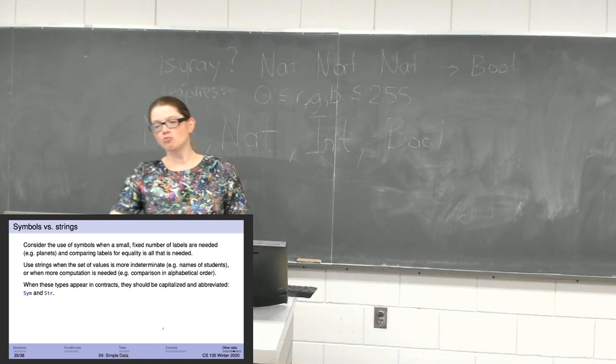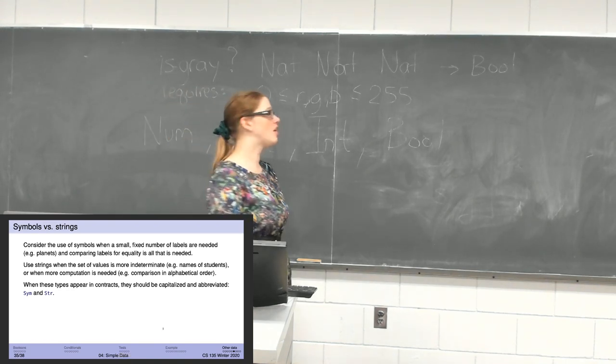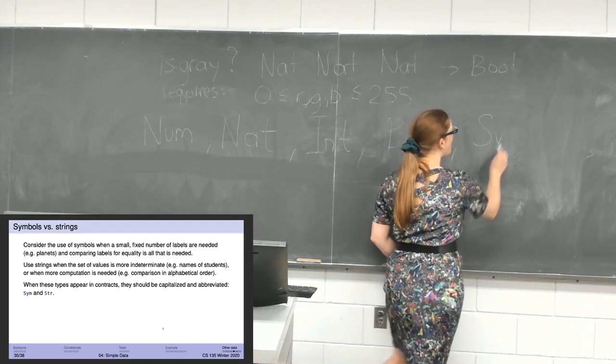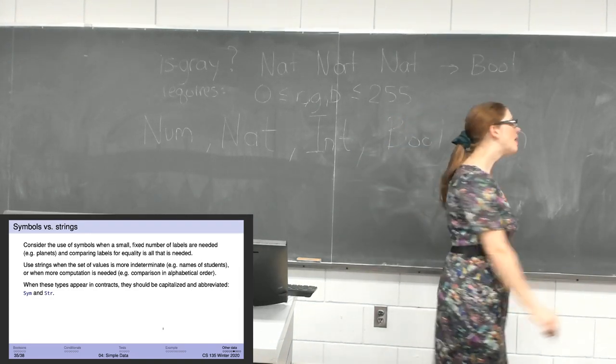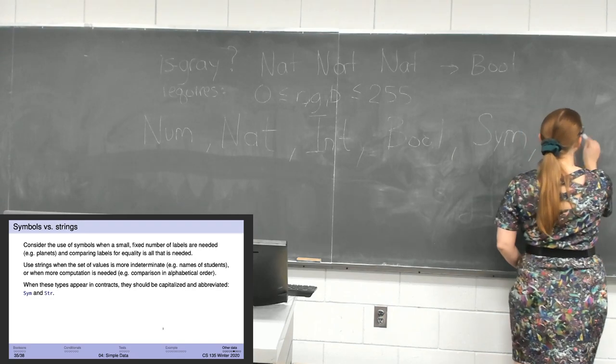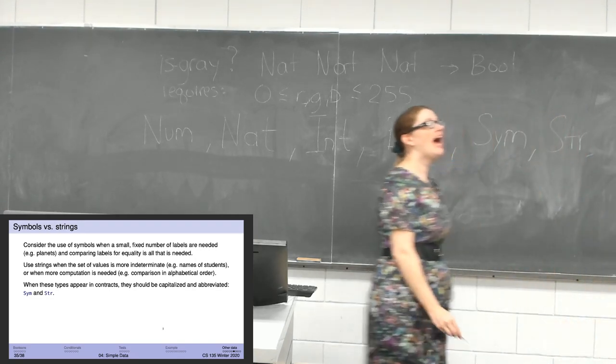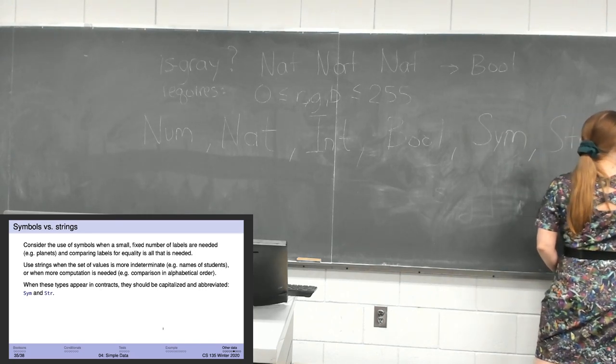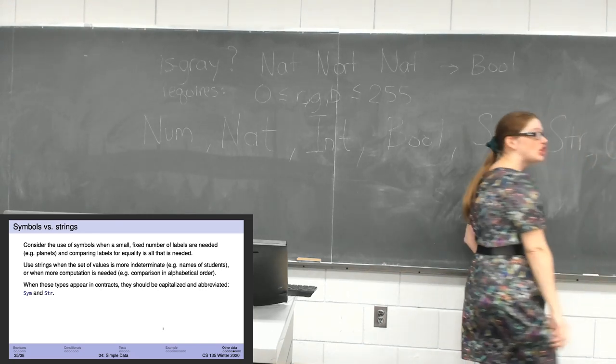Now, how do we represent these in our contract? You have SYM for symbol and STR for string, and then for character, Char.